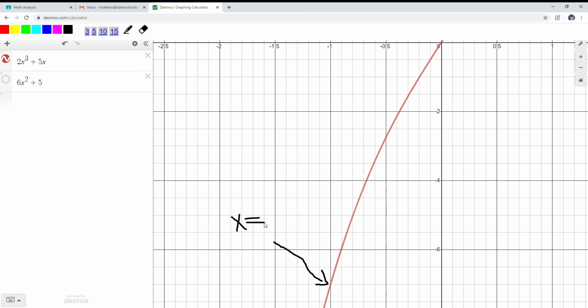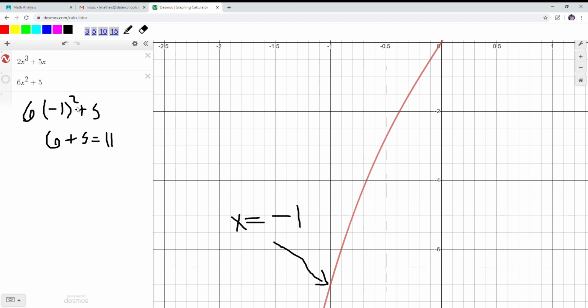At the point x equals negative 1, we are going to say 6 times negative 1 squared plus 5. Yet again, negative 1 squared is 1, so 6 times 1 is just 6, and 6 plus 5 again gives us 11. So we actually have a matching slope at both of these points. Coincidental, maybe, but also maybe because of the fact that this line is symmetrical.